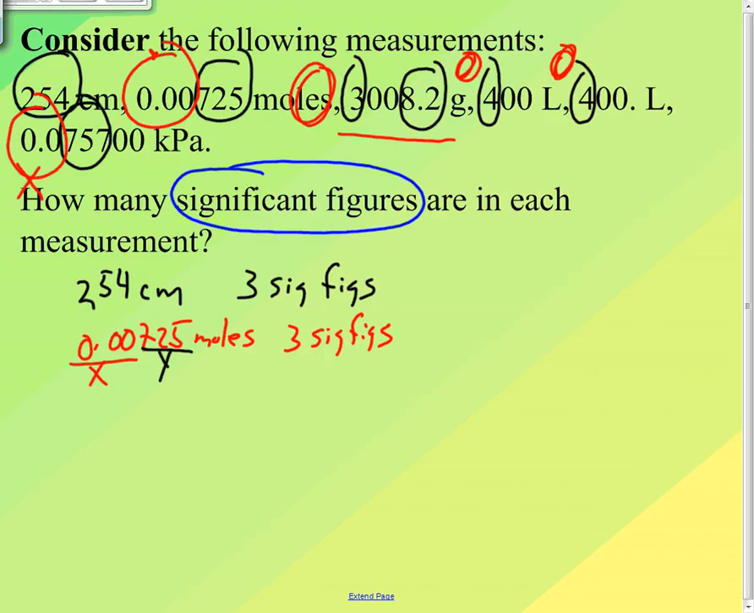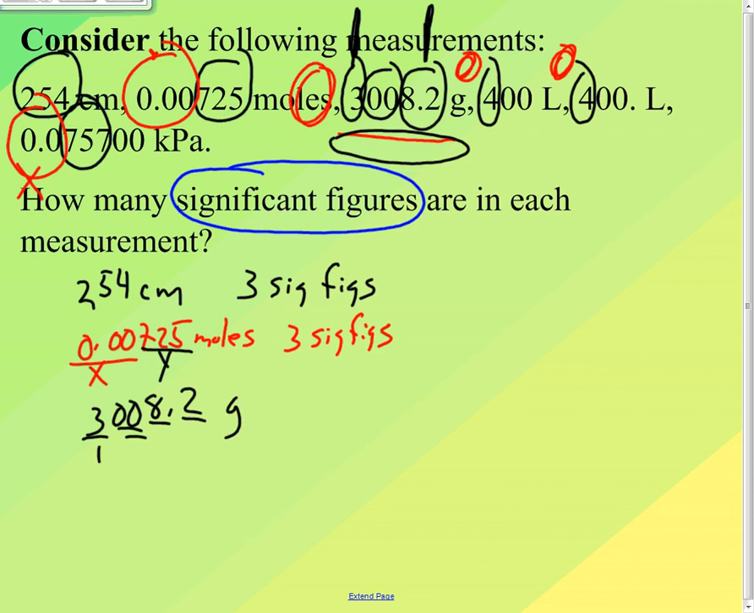So let's try to apply that. Let's go to our question. Here, do I have any zeros between non-zeros? Okay, here's a non-zero, and here's a couple of non-zeros, and here's two zeros in between. That means those guys are what? Good. So I have 3008.2. I have a non-zero, good. I have an 8 and a 2, good, and the two zeros between my non-zeros are good. So how many total sig figs do I have? 1, 2, 3, 4, 5. I have 5 sig figs in that question.